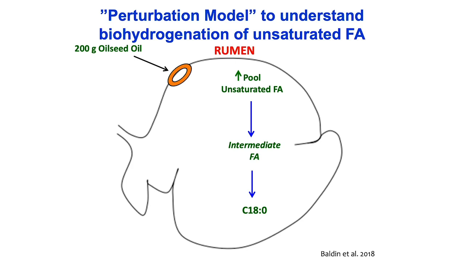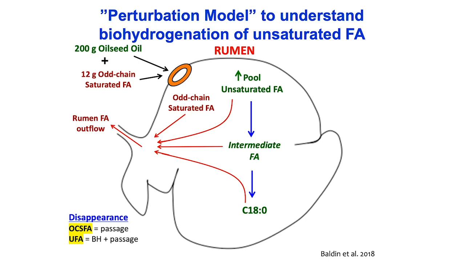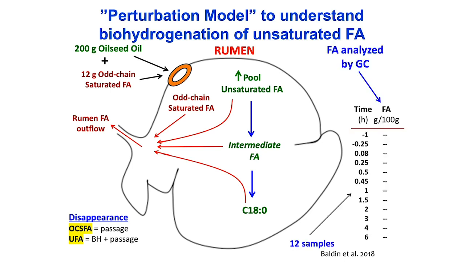At the same time, we add in a small amount of odd chain saturated fatty acid. This is not biohydrogenated, and it's not being lost in the rumen in any way except for passage. So we use this as a passage marker, and if we assume it passes at the same rate as our unsaturated fatty acid, we can calculate biohydrogenation rate separate from that passage rate. We take samples over time, and we are looking for enrichment of the pool and loss of that fatty acid.